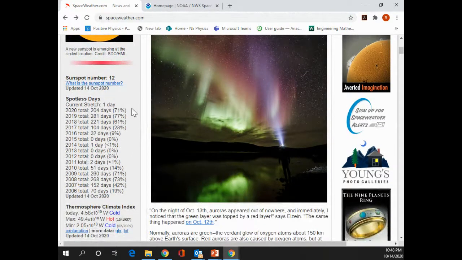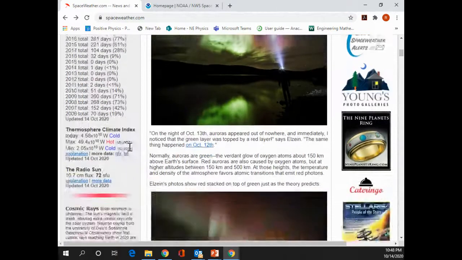Notice that for the last few years, there have been plenty of days without sunspots. This year, we've had 71% of the days without sunspots. We're at solar minimum. Go back from 2011 to 2015, there were only 3 days total in those 5 years in which there were no sunspots. And so that tells you that was near solar maximum.